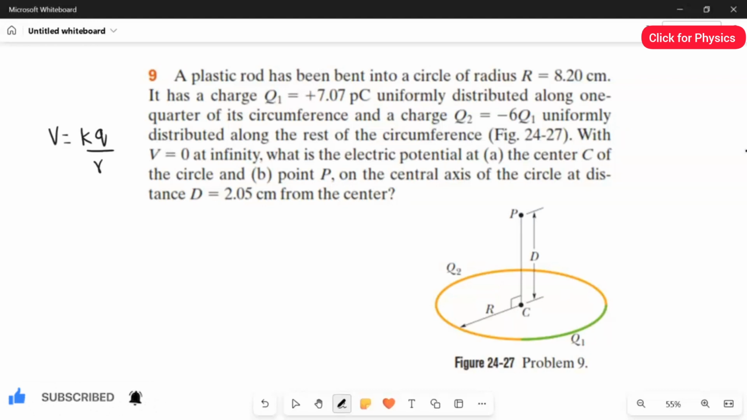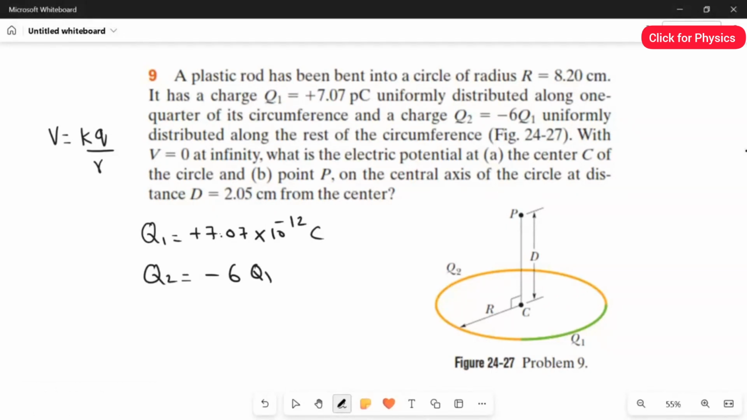Before that, let's write the given first. What is given in the question? They gave two charges. The charge q1 takes the value of plus 7.07 pico. What's the meaning of pico? Pico stands for 10 to the power of minus 12. So 7.07 multiplied by 10 to the power of minus 12, and the unit is coulomb. And the q2 charge is also given, which is minus 6 multiplied by q1. So that means we have to multiply minus 6 with the q1 value.